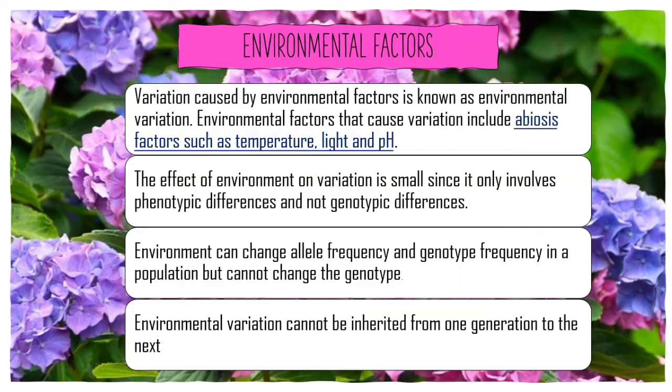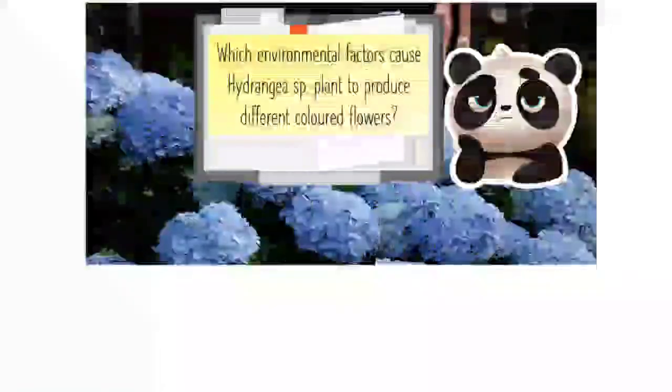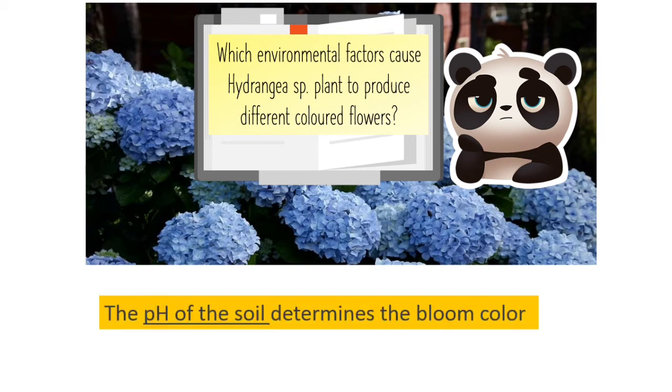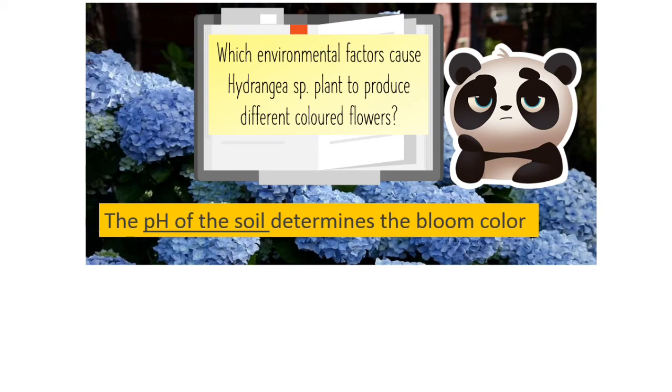So this is the picture of the Hydrangea species. Which environmental factor causes Hydrangea species to produce different color flowers? The pH of the soil determines the bloom color. Look at the picture.